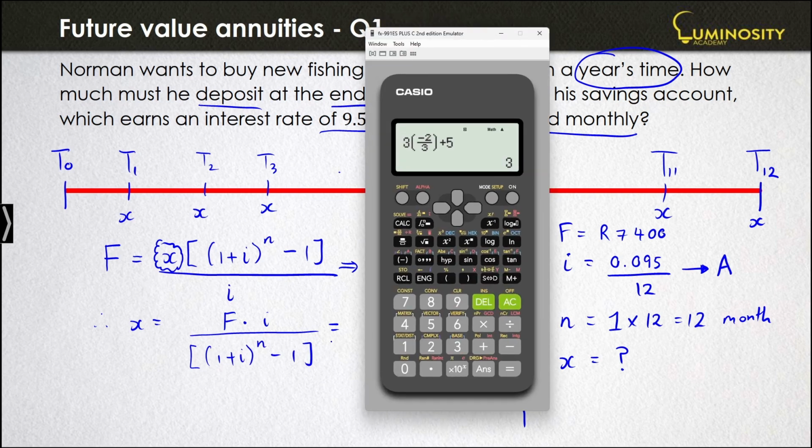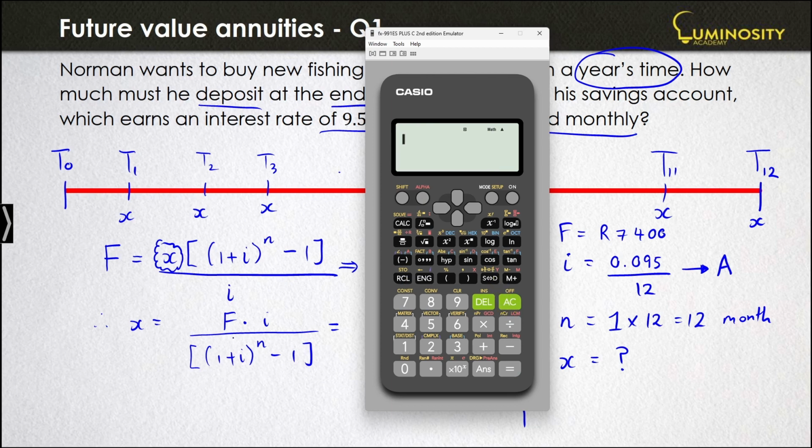Okay, so once I know what X is equal to in terms of that formula, I can go ahead and use my calculator now. First, I'm going to go 0.095 divided by 12 equals, and then I'm going to go shift RCL for store and into the variable A. If I clear that and press alpha A, I can see I've got that interest rate there.